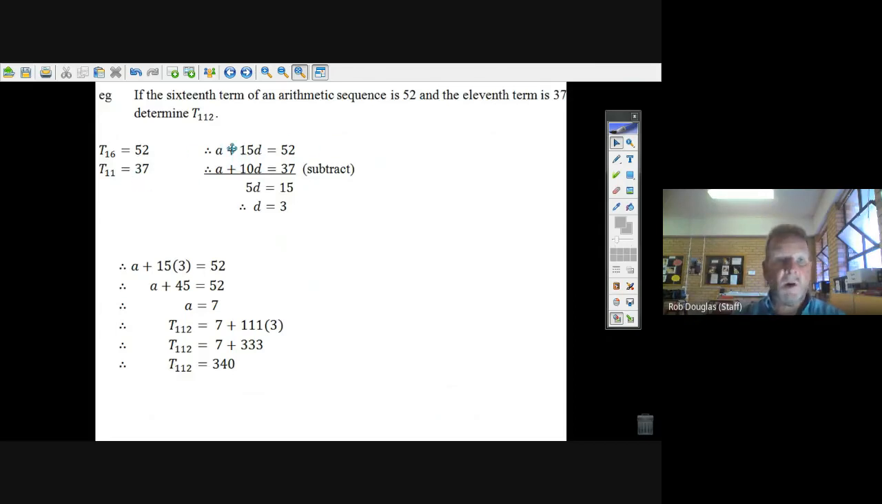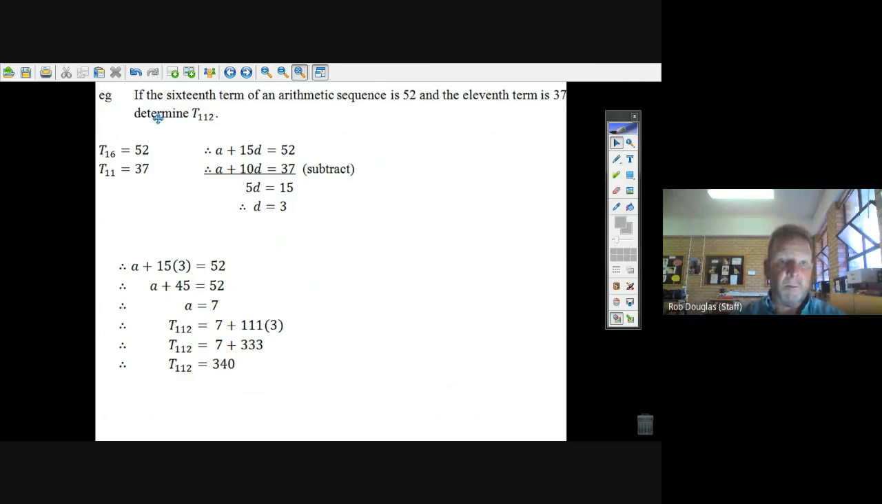Okay, now you've got two equations, a system of equations. But these ones are so easy. You just subtract. A minus A is 0. 15D minus 10D is 5D. And 52 minus 37 is 15. Divide both sides by 5, and you get D equals 3. Now that we know the common difference, we can put D back into, say, this formula or this one. But let's put it in this one. 15 times D, which is 3, is 45. Take away 45, we get A is 7.